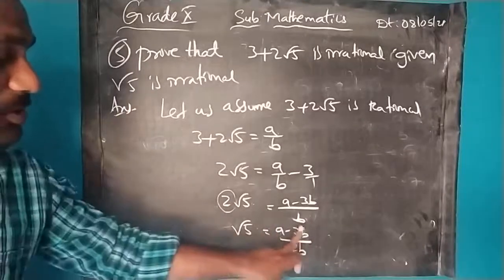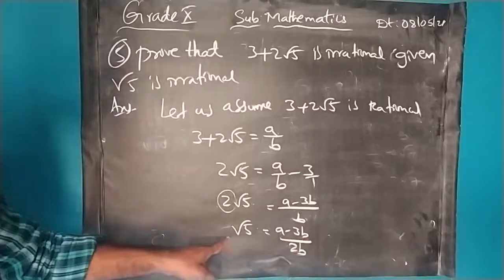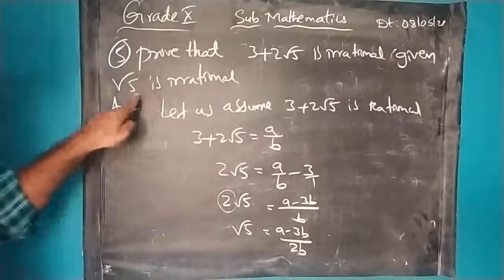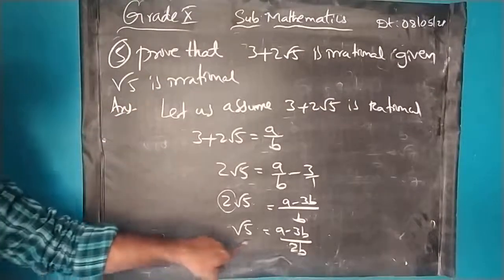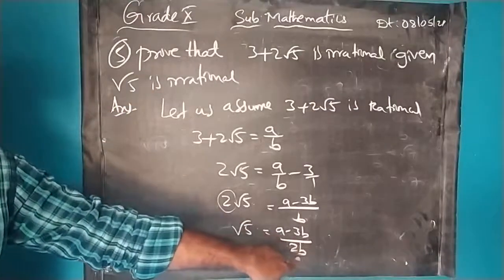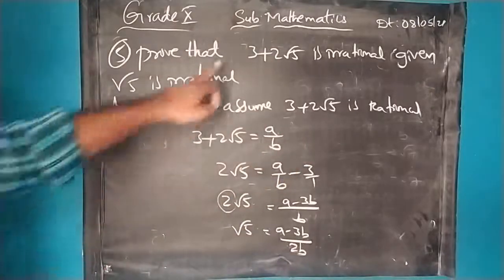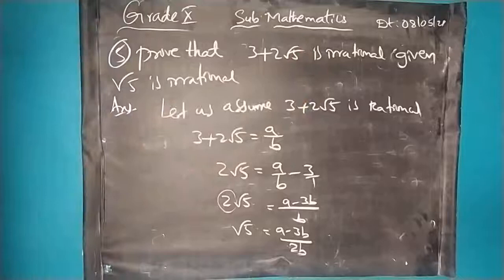Means irrational is not equal to rational. Why? Because why are we saying it is an irrational number? It is given in the question also. See here, given root 5 is irrational. So directly we can write here irrational is not equal to rational. Therefore this leads to a contradiction. Hence our assumption is wrong. Therefore 3 plus 2 root 5 is an irrational number.